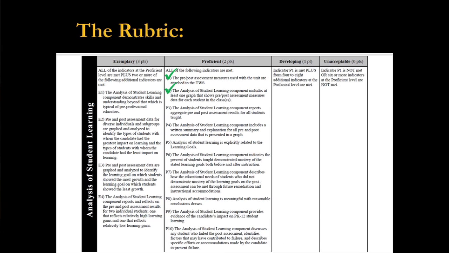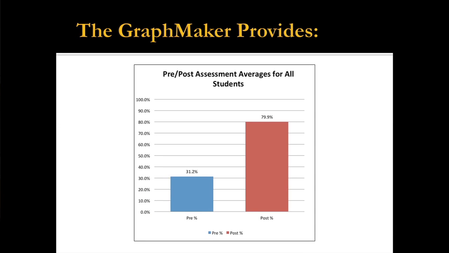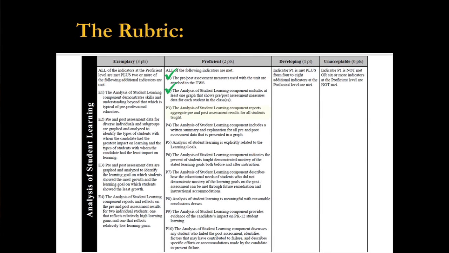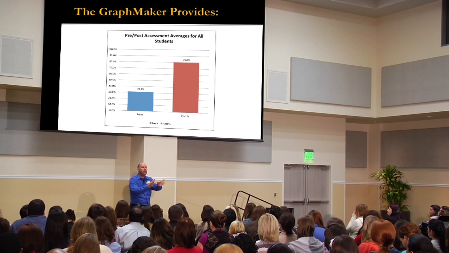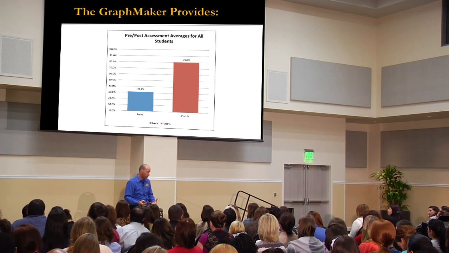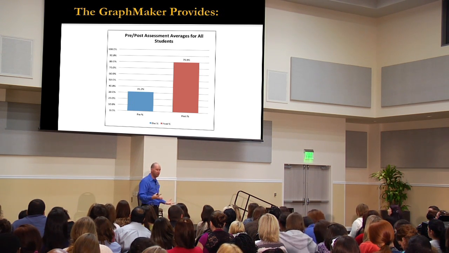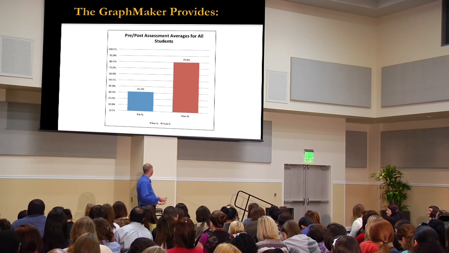I also need to report aggregate pre and post assessment results for everybody. Aggregate meaning average. Now, I can calculate that and write it in, or GraphMaker gives you this. You don't have to use this graph, but you can if you want to. Notice the numbers, though. I've got my pre and post average. Yay! Just include that. You're set. Every graph that you include, you do have to talk about. Okay, so don't just put a graph and think you're done. Explain what that graph says.